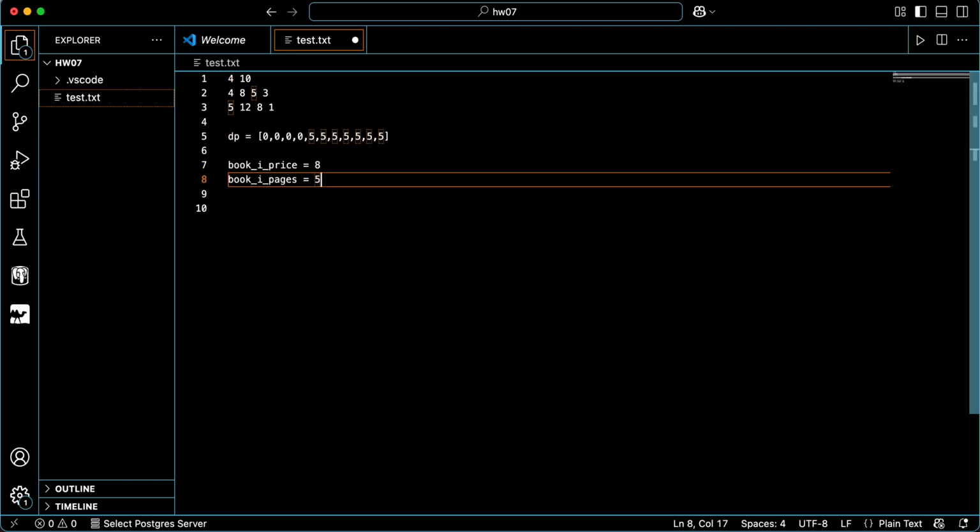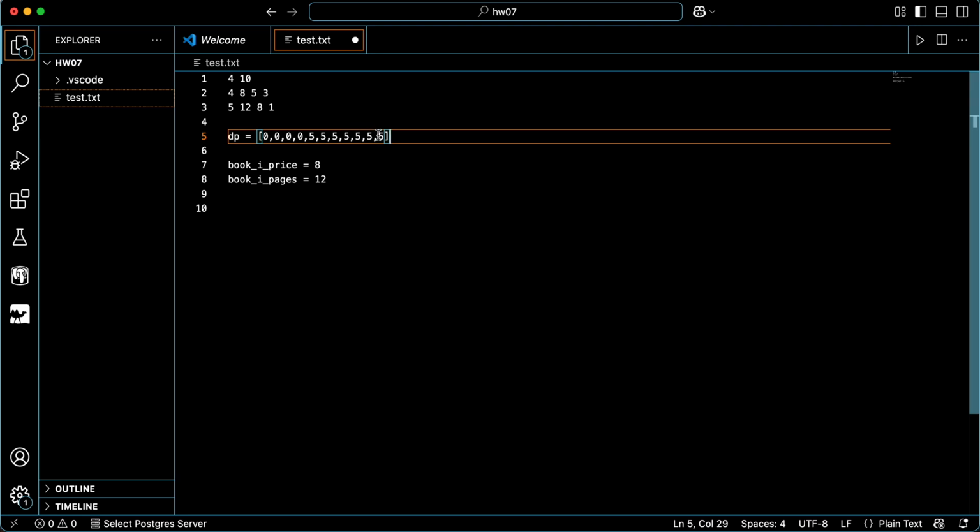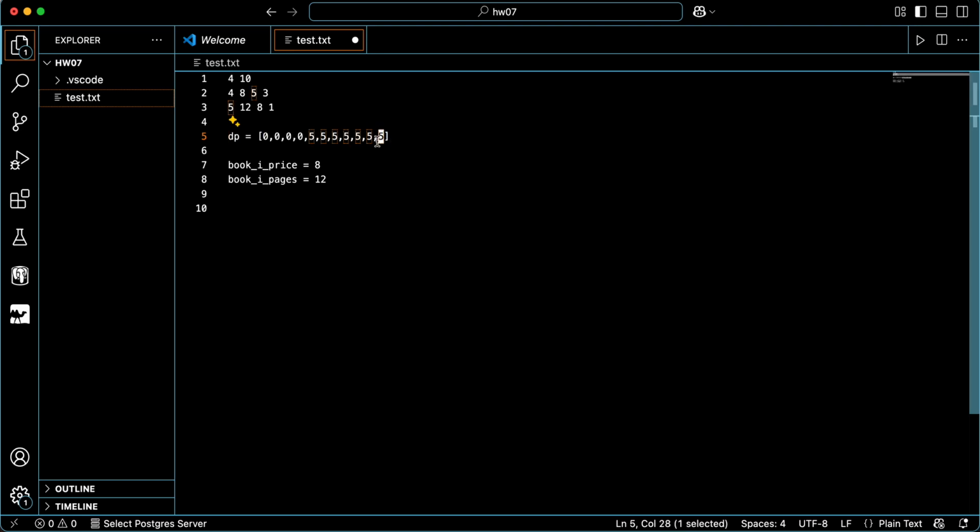So we can spend $8 to get 12 pages. Here, since you can buy multiple books, you want to look at the maximum of the price that you are looking at right now, that index, minus the price of the book. As an example, let's say we were looking at the part of the DP table where you're looking at the maximum pages you can get for $10. Right now we know that for $10 you can get 5 pages. However, we were given a new book. For $8 we can get 12 pages.